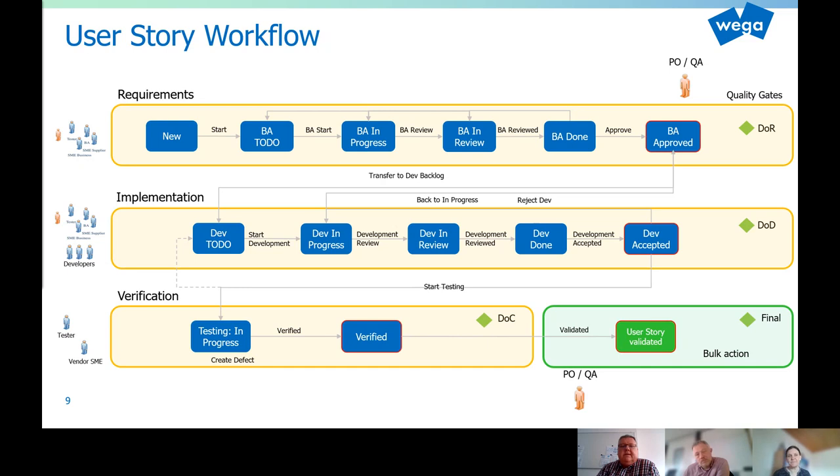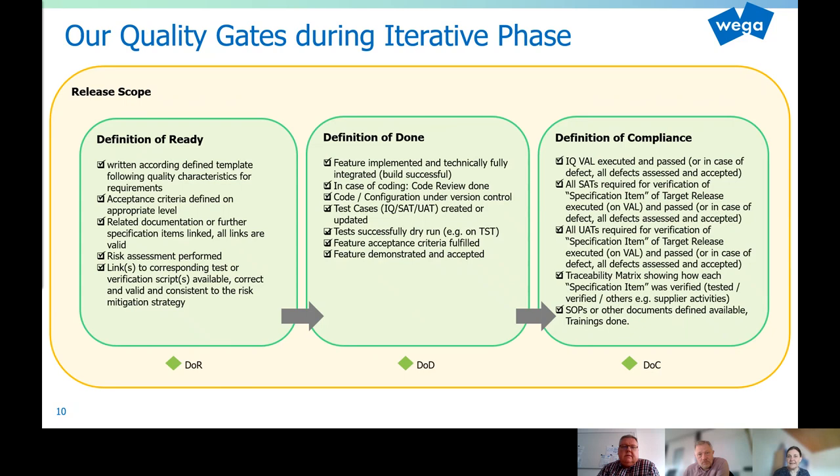So, does this mean that DOR, DOD, and DOC are quality gates where I can control the project as a QA? Yes, exactly. So let me briefly explain to you the quality gates of the iterative phase.